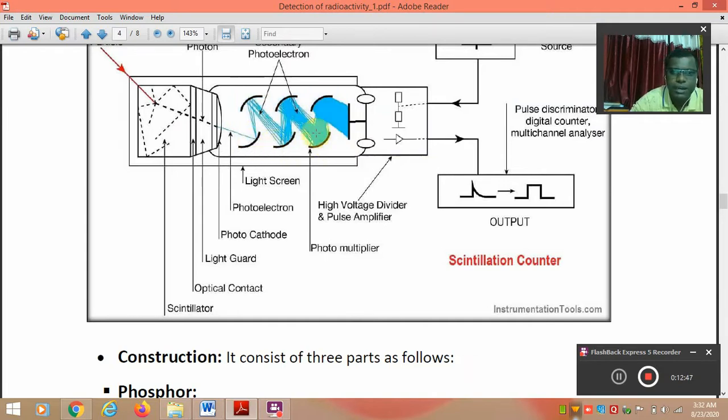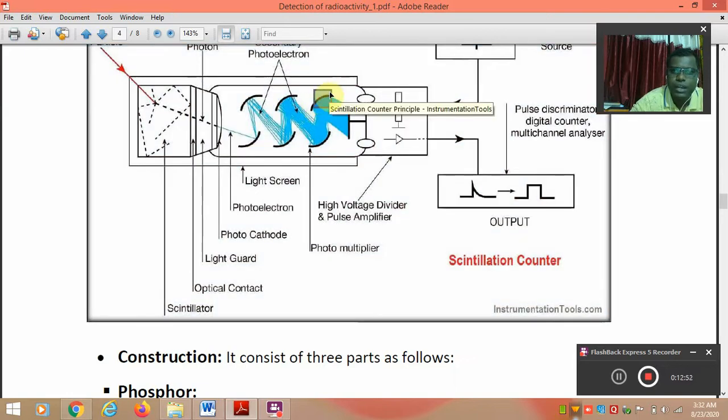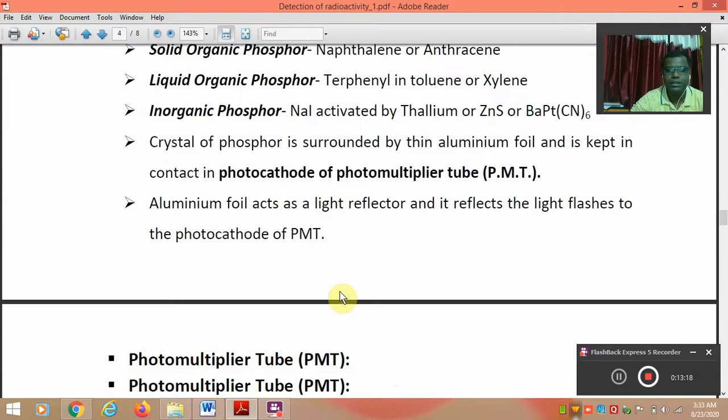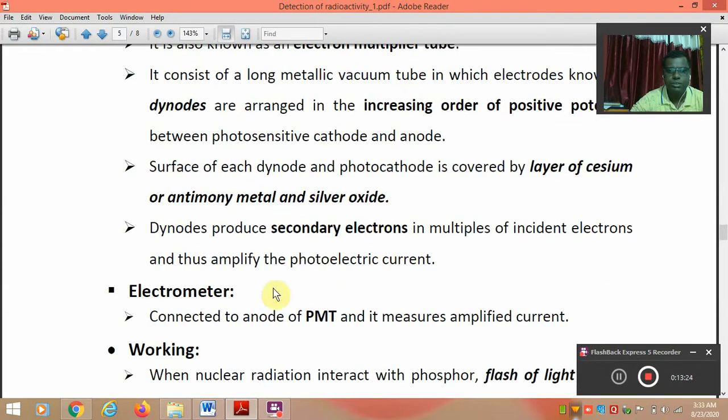But again remember that the positive potential of this diode will be higher than this. It will have higher potential than this, and it will have higher potential than this, and so on. That's why these electrons move towards this diode, from this to this diode, from this to this diode, and at last, whatever anode is there, it will have the highest value of positive potential as compared to the potential of all these diodes. That we will discuss in the working of the scintillation counter.